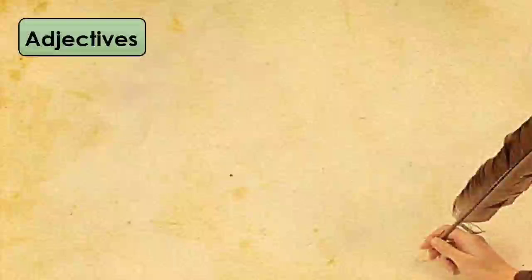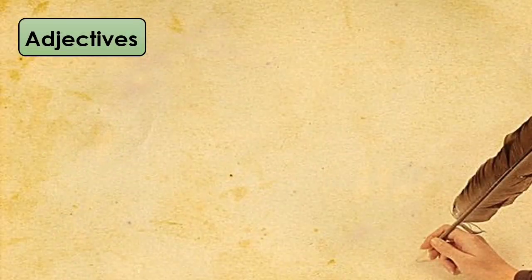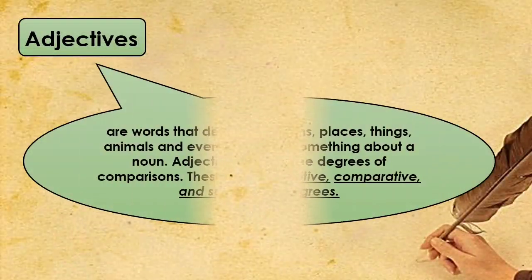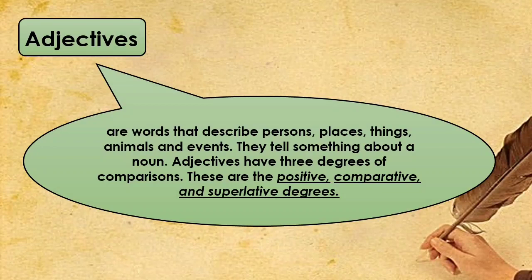But before that, let us know first what an adjective is. Adjectives are words that describe persons, places, things, animals, and events. They tell something about a noun. Adjectives have 3 degrees of comparison. These are the positive, comparative, and superlative degrees.